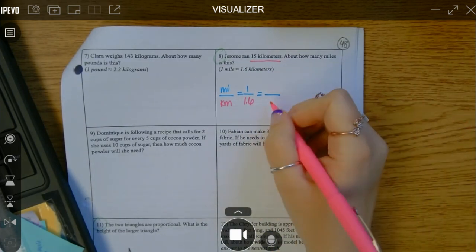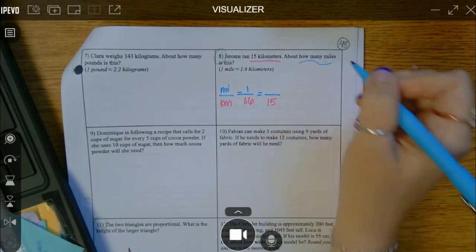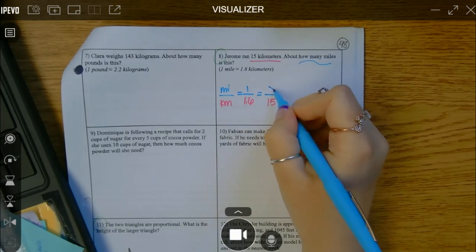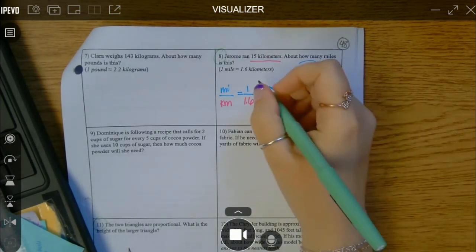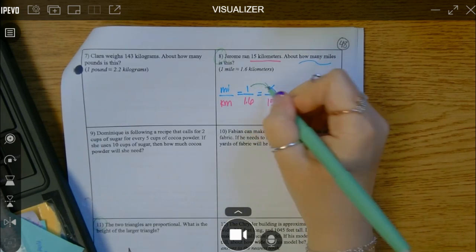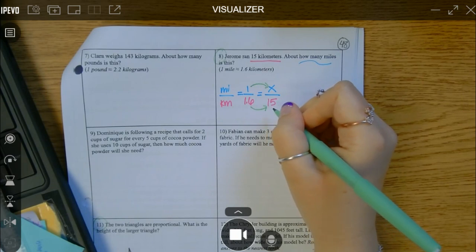Yeah, it's talking about kilometers, so I should put it on the bottom. And then they said, how many miles is that? Well, we don't know the miles amount, so miles is my unknown. Now that I have my proportion, let's solve by going towards the direction of my unknown. So go this way. 1.6 times what is 15?